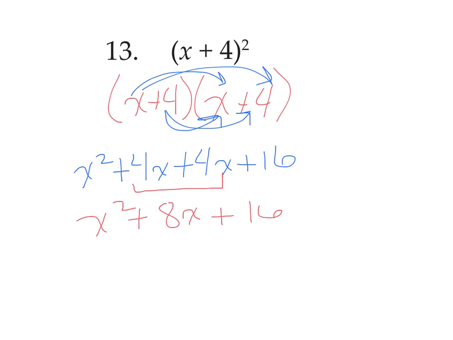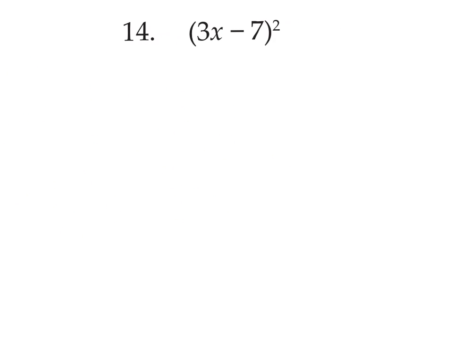Let's try number 14. It's the same type of thing. And again, I can't say it enough times. You cannot bring an exponent into parentheses if there are plus and minus signs in here. It doesn't work. It doesn't make an equal expression. You have to take this base. You have to write it twice. So 3x minus 7 times 3x minus 7 and distribute.